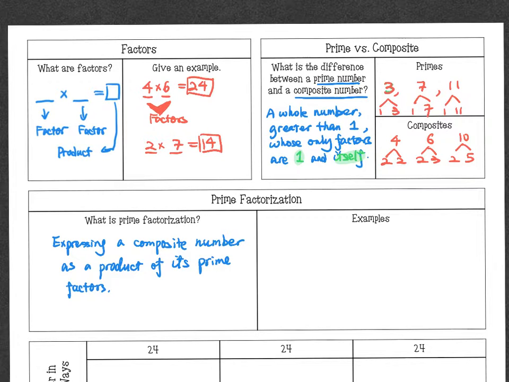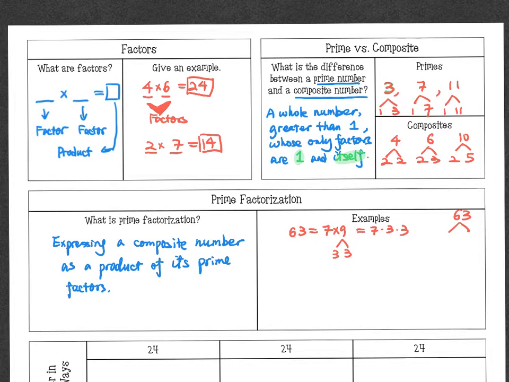So I'll give you an example here. If I have 63, 63 is 7 times 9. Now that's called factorization, but not prime factorization because 9 can be refactored into 3 times 3. So I have to rewrite this as 7 times 3 times 3.